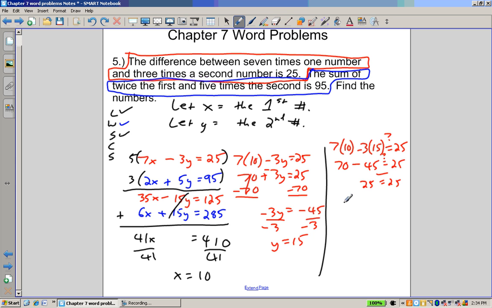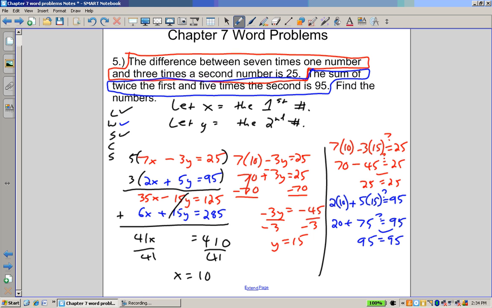Let's try our blue now. 2 times x, well, x is 10, plus 5 times y, y is 15, equals 95. Let's see if that's true. 2 times 10 is 20. 5 times 10 is 50, plus 5 times 5 is 25. 50 plus 25 is 75. 20 plus 75 is 95. That works. So we've checked it. Everything checks out. Let's have a conversation here.